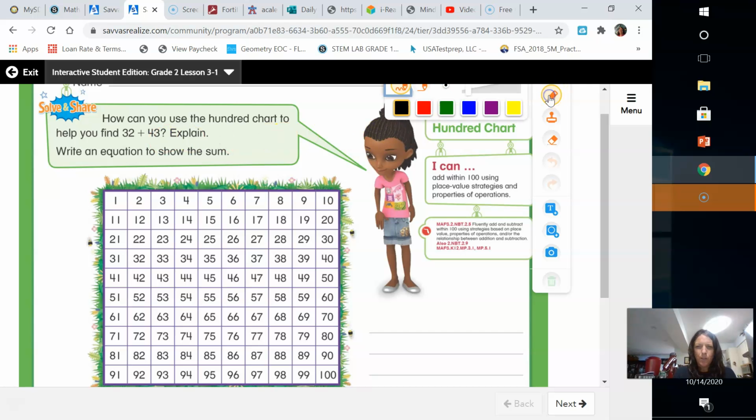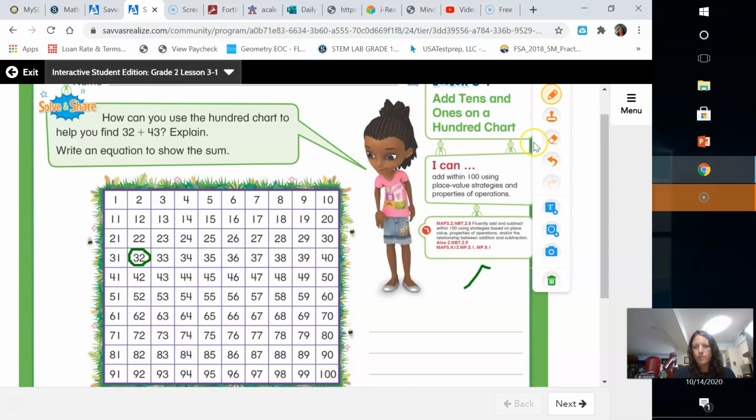Well, all right, first of all, we need to start with one of the numbers. So let's find 32. Okay, and go ahead with your pencil and circle it on your page. There's 32. Now, from the video, they showed us that we could do it either way. We could add the tens first or the ones first. I've always told you guys to add the ones first, so I think we're going to start with the ones.